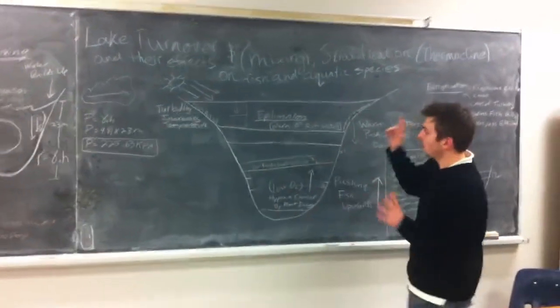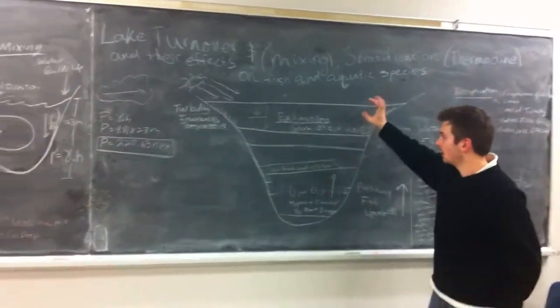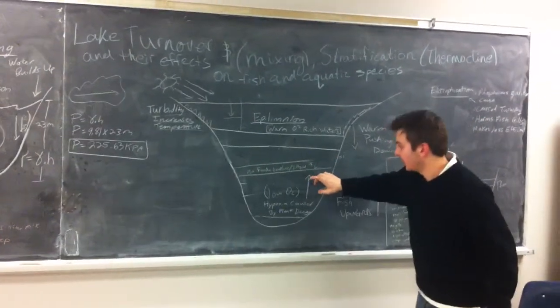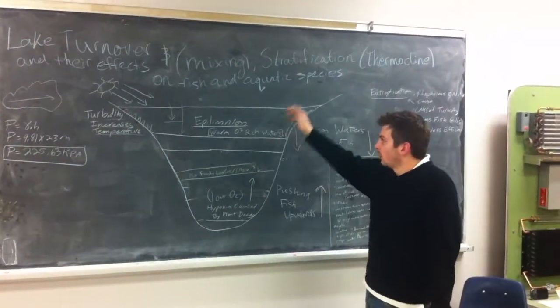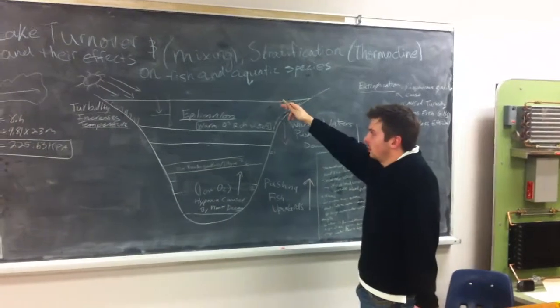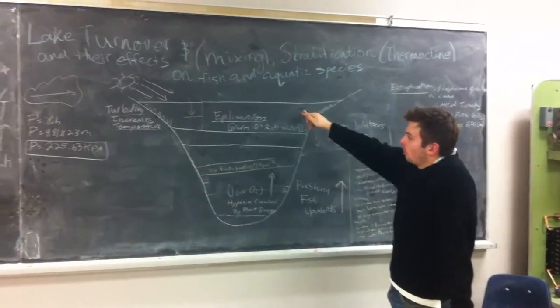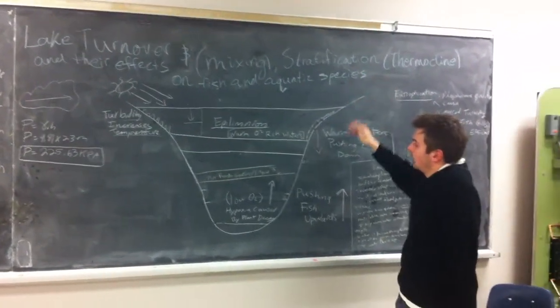Now, looking at this picture here, we've got the low O2 in this region, and we've got warmer waters with higher oxygen, and they're warmer because of the sunlight and the vegetation.